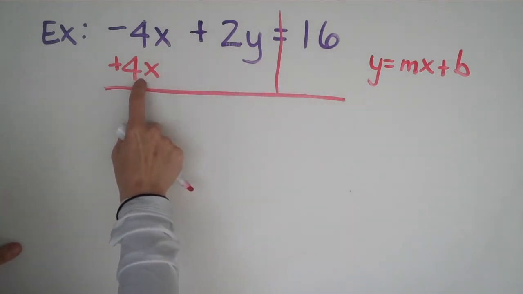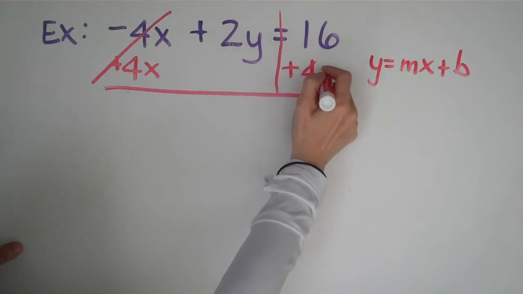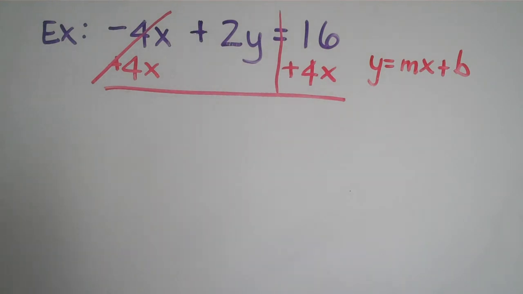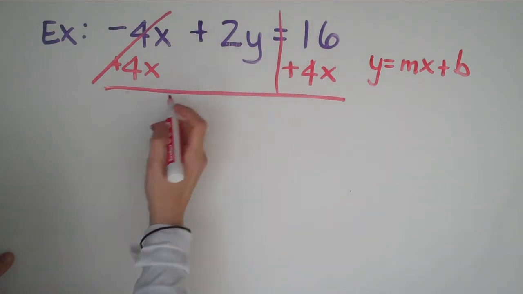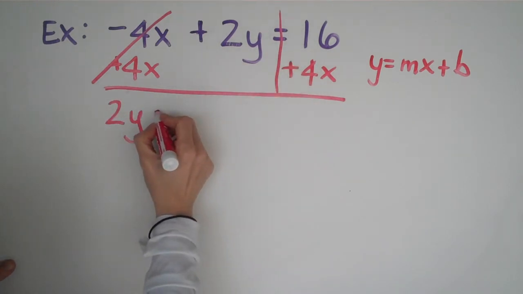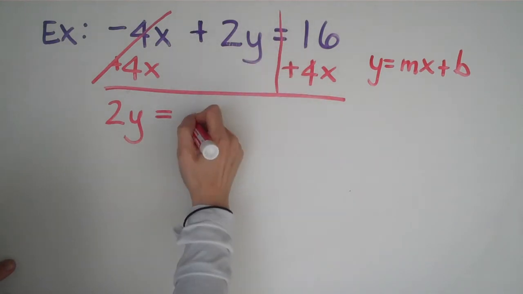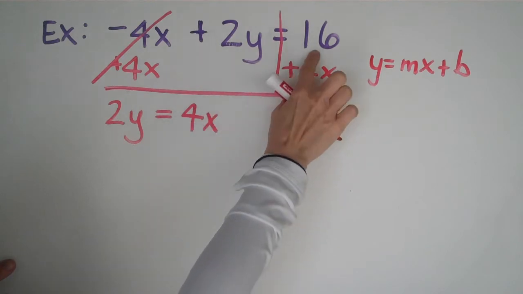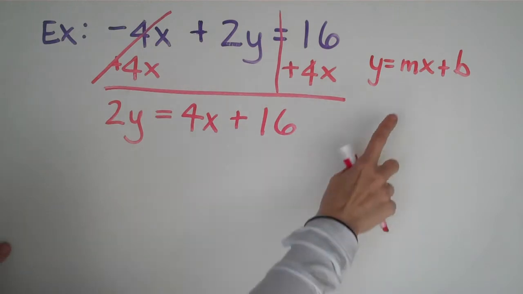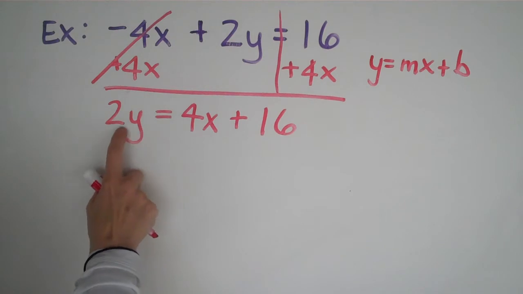So if we add 4x over here, this will cancel out on this side, and then we have add 4x on this side. Add 4x here and here because we want it balanced, okay? So now what do we have here? Well, I'm going to bring it down, we have 2y equals, because this equal sign is slid down, and then we have 4x plus 16, because those are both positive terms there. So now it's getting closer to y equals mx plus b, but it's still not right because we still have the y next to the 2.